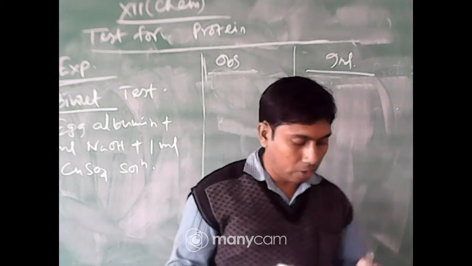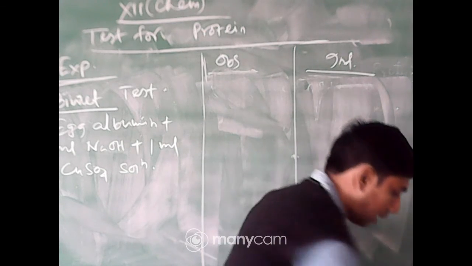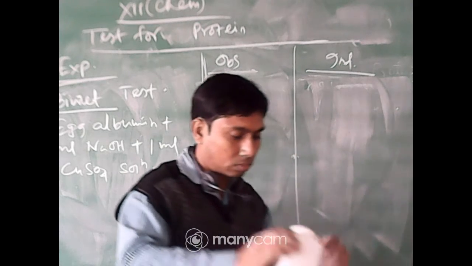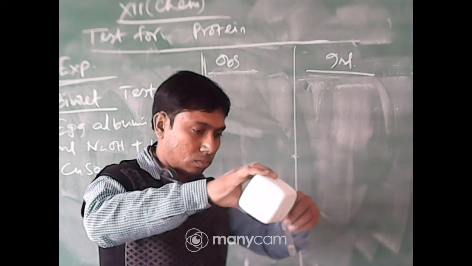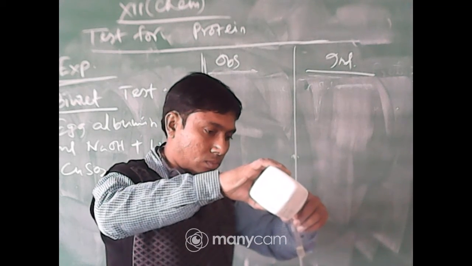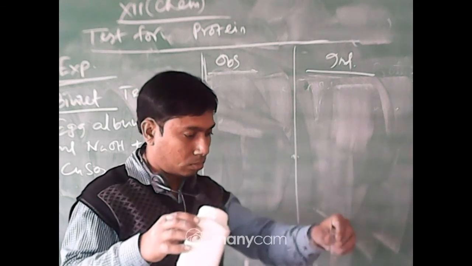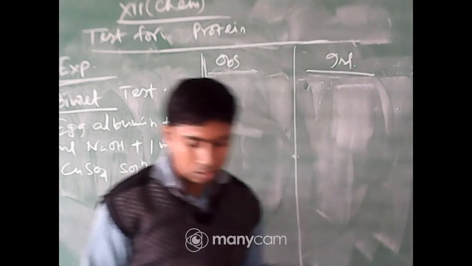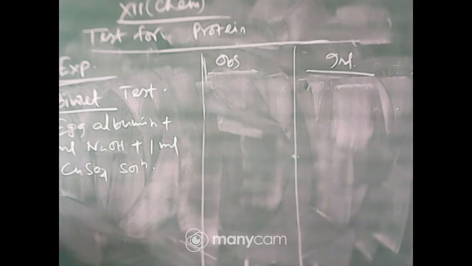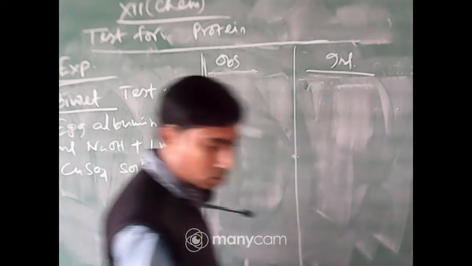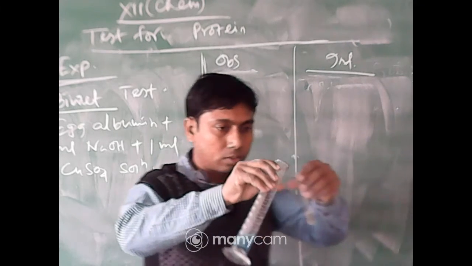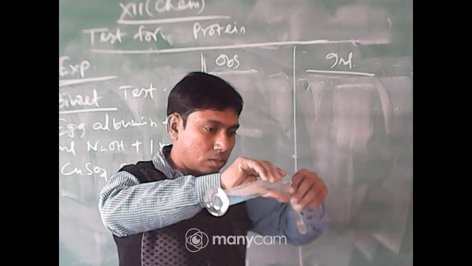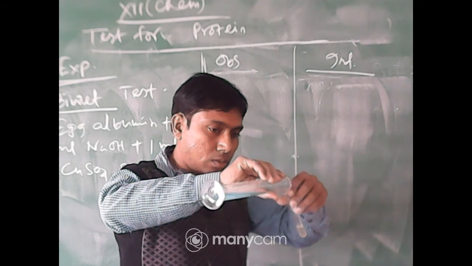Okay. Now, NaOH solution will be added here. Then give it the copper sulphate solution, that is the biuret test.